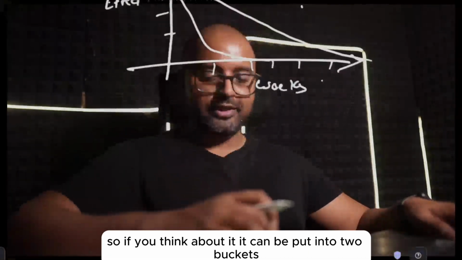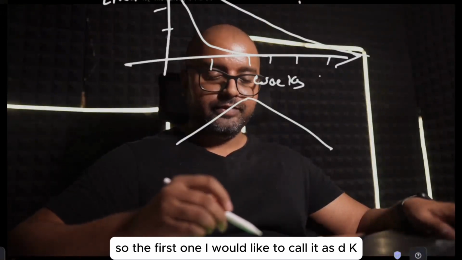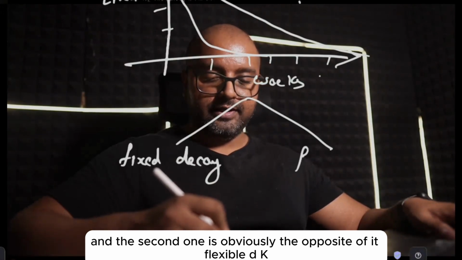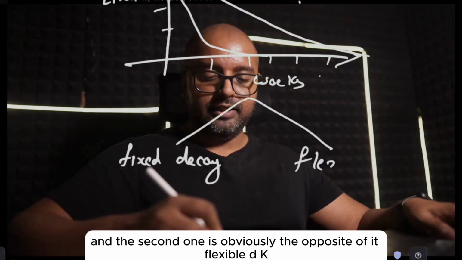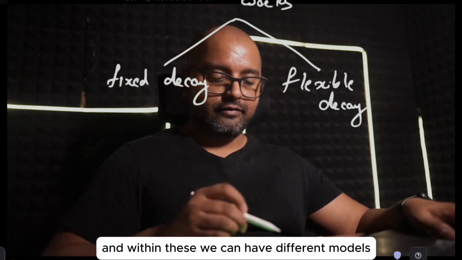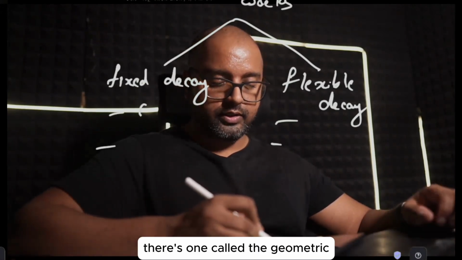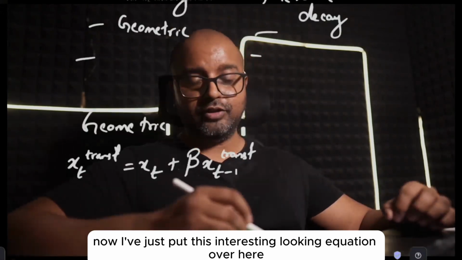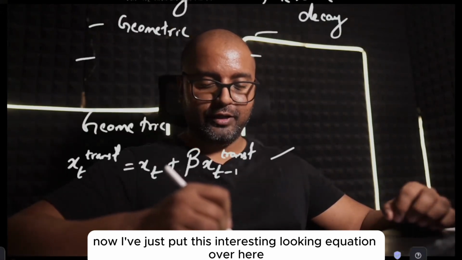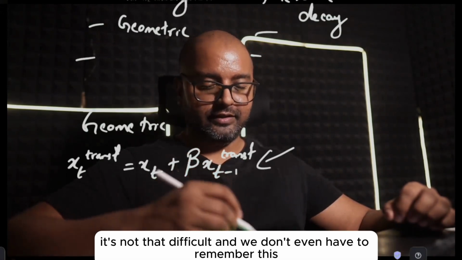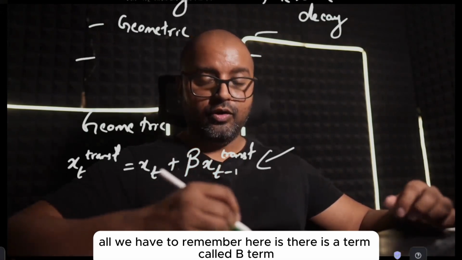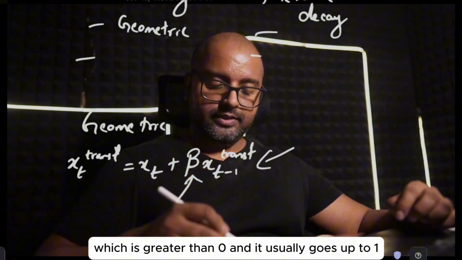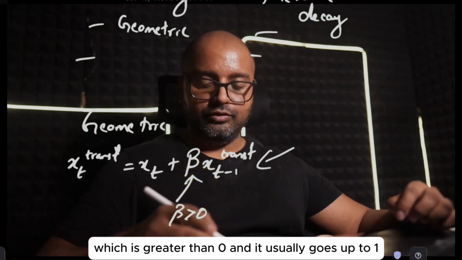If you think about it, it can be put into two buckets. The first one, I would like to call fixed decay. And the second one is obviously the opposite of it, flexible decay. And within these, we can have different models. There's one called the geometric. Let's look at this one by one before looking at all of them together. Now, I've just put this interesting looking equation over here, but don't worry, it's not that difficult, and we don't even have to remember this. All we have to remember here is there is a term called the beta term, which is greater than 0, and it usually goes up to 1.